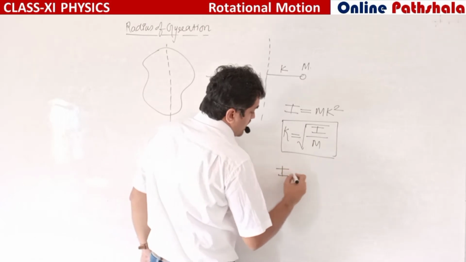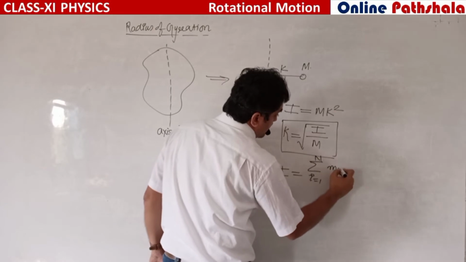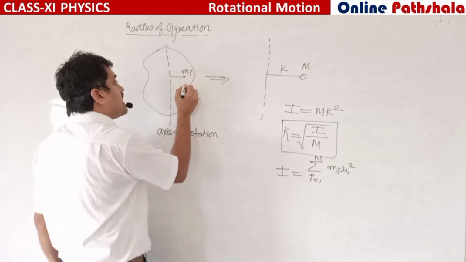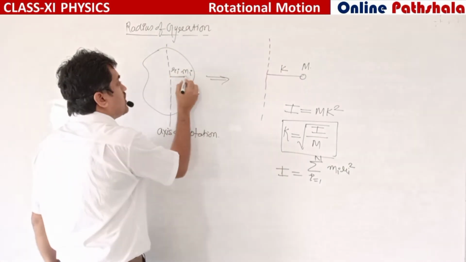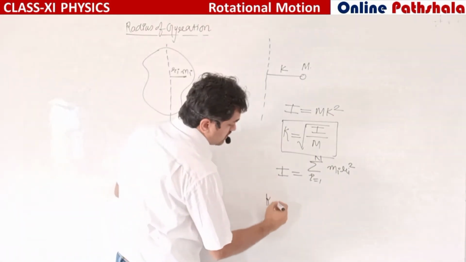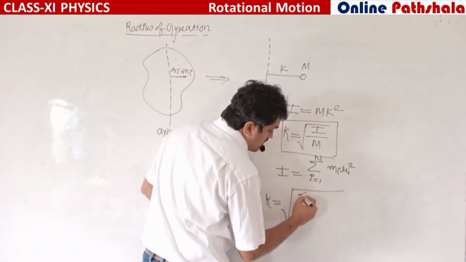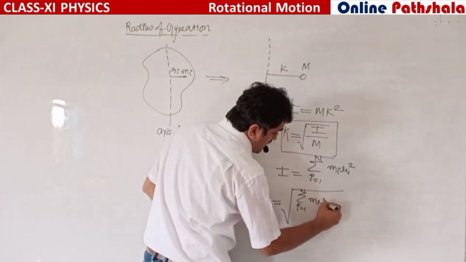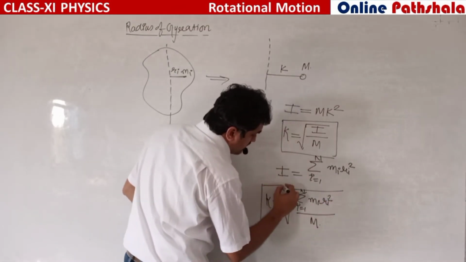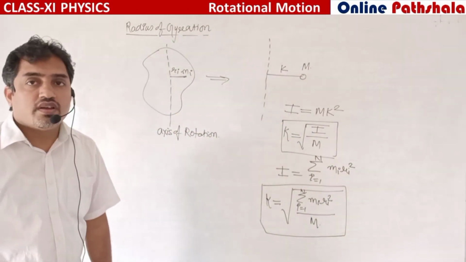And this I we can write as summation i equal to 1 to n, mi ri square, if we are considering some particles mi at distance ri. So this is the formula for the moment of inertia we can put. So k is equal to root of summation i equal to 1 to n mi ri square divided by total mass m. This is the radius of gyration.